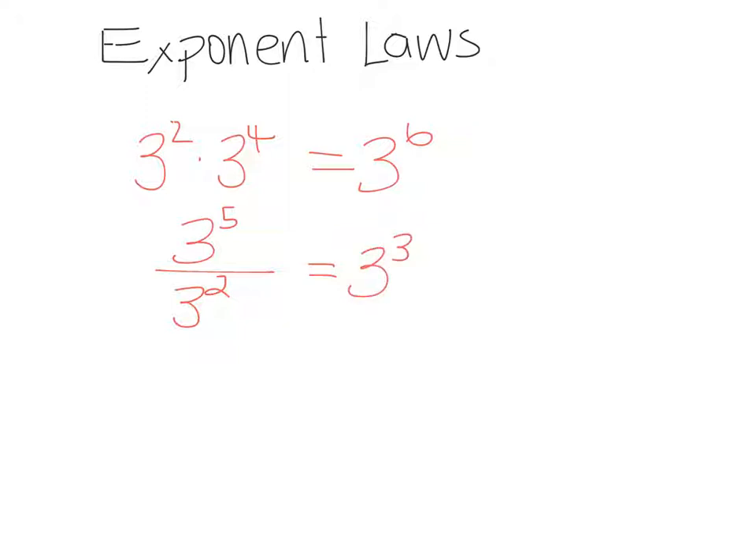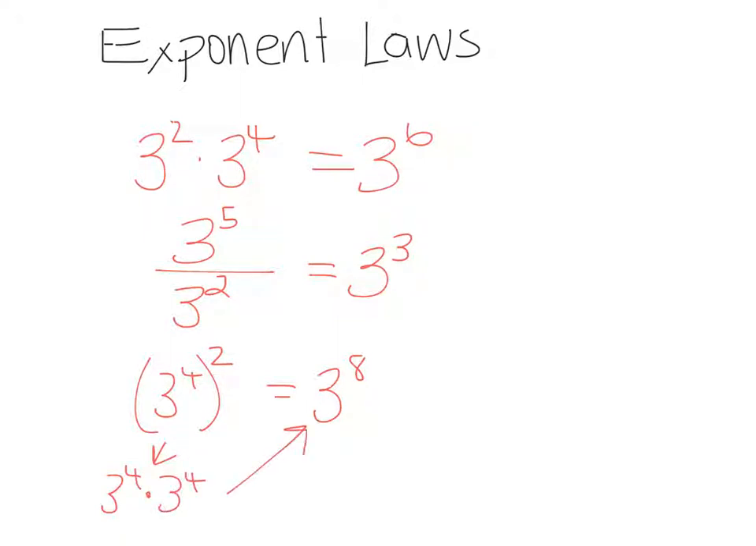And we also learned power of a power. So if we have 3 to the power of 4 to the power of 2, then we can multiply those exponents together, so it becomes 3 to the 8. Which makes sense, right? Because 3 to the power of 4 squared means we have 3 to the power of 4 times 3 to the power of 4. And if you add those exponents together, you'll get 8. So those are like the 3 basic ones that we need.